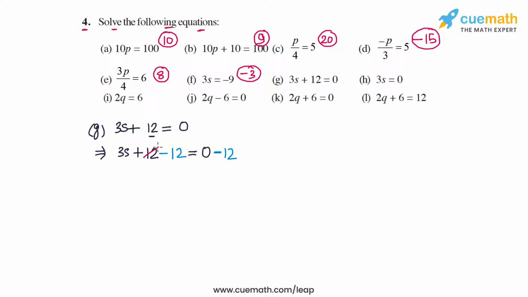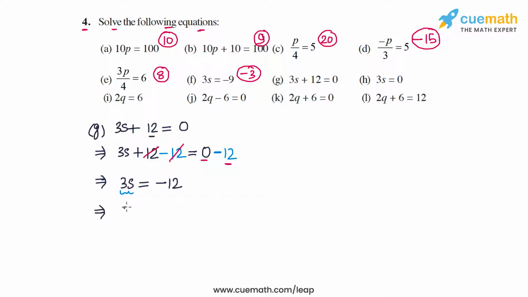So on the LHS these terms cancel out. On the RHS we have 0 minus 12, which is equal to minus 12. So we get the equation 3s is equal to minus 12. Now we have to separate s. So to go from 3s to s, we will now need to divide by 3 on both sides.